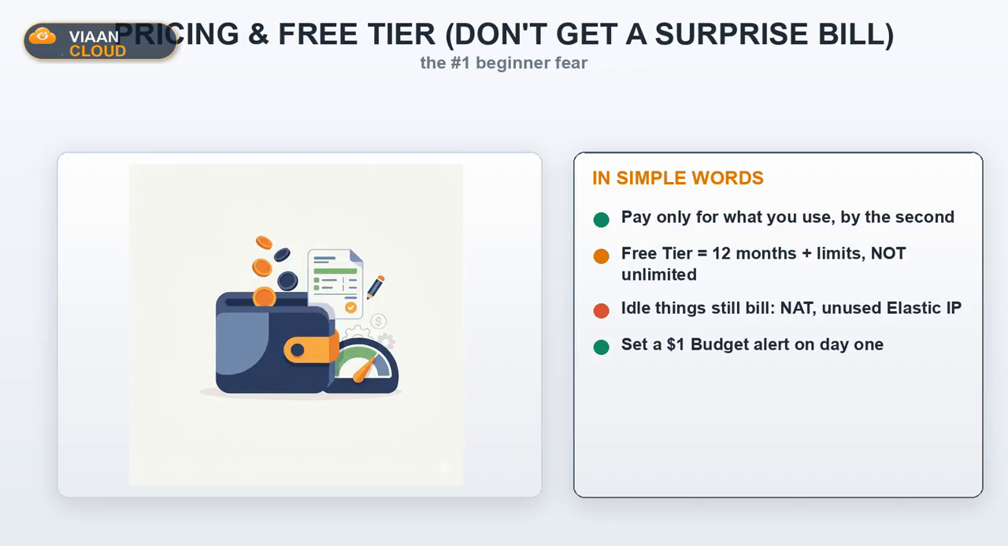Now the scary part, the bill. The good news, you pay only for what you use by the second. But the free tier isn't unlimited, it's 12 months, with limits, and a few things quietly bill even when idle, like a NAT gateway or an unused address. So do one thing today, set a $1 budget alert, and AWS will warn you before anything gets out of hand.